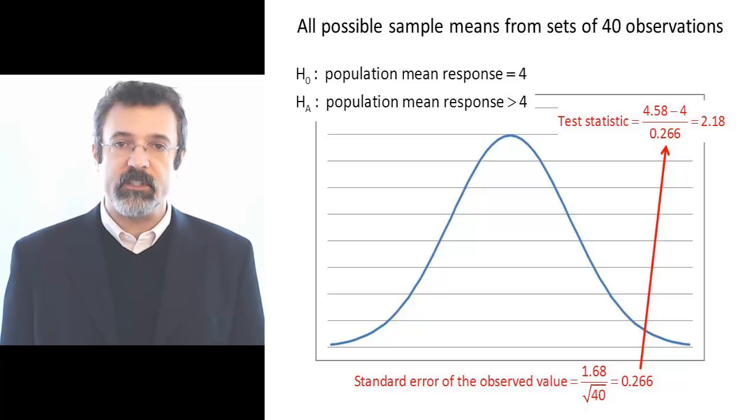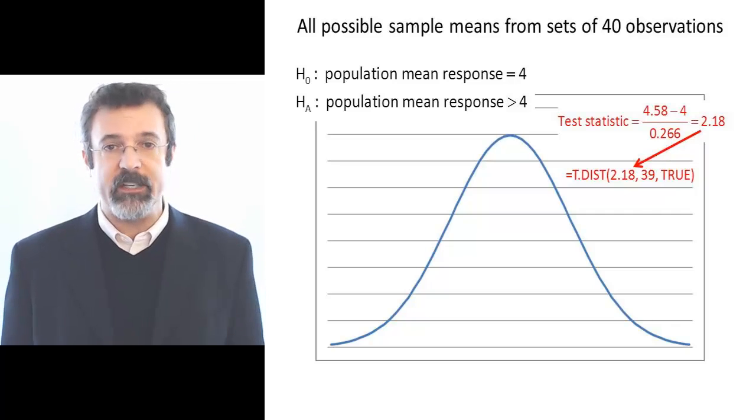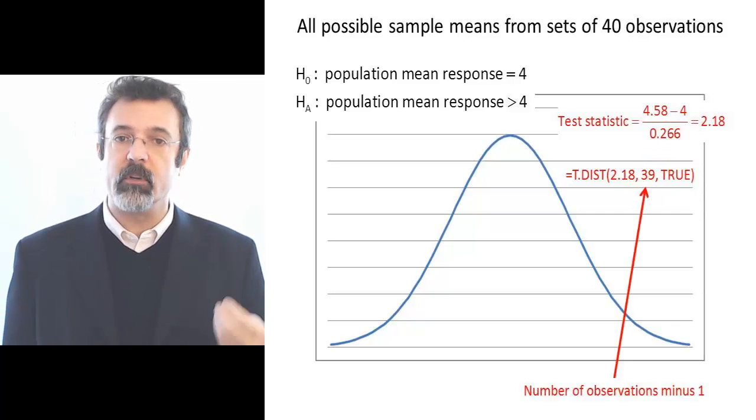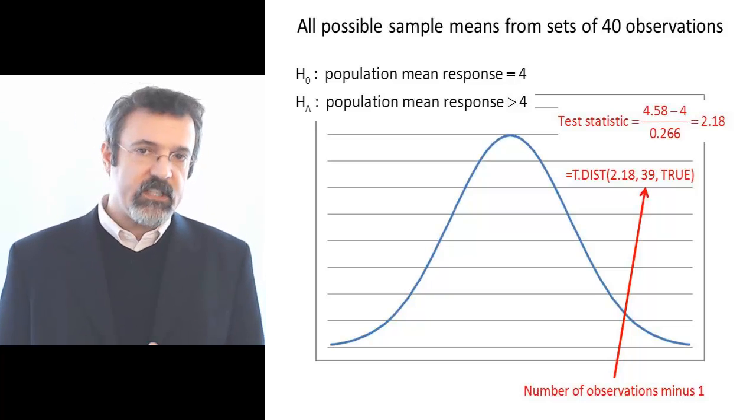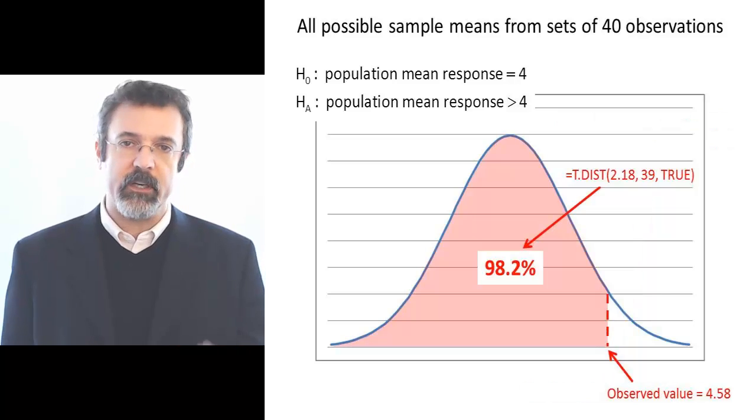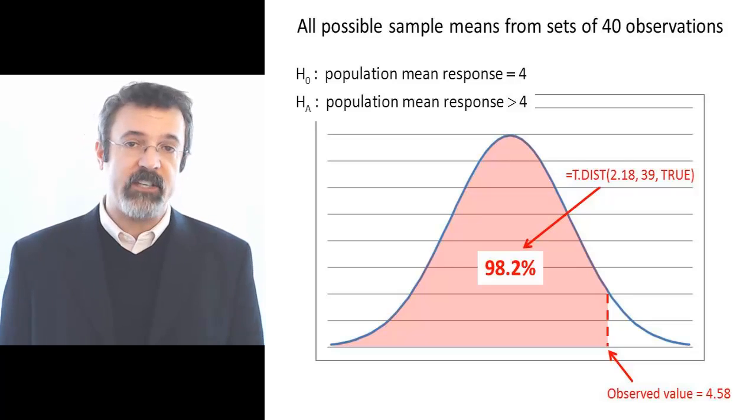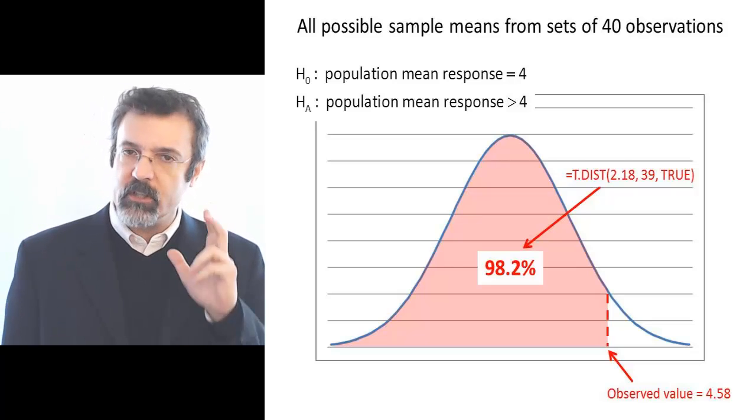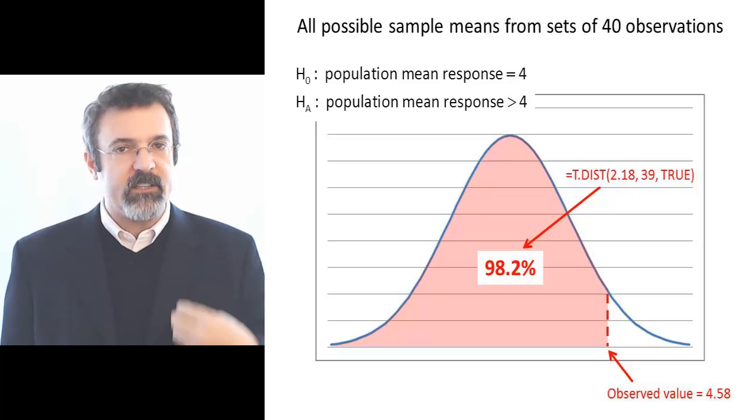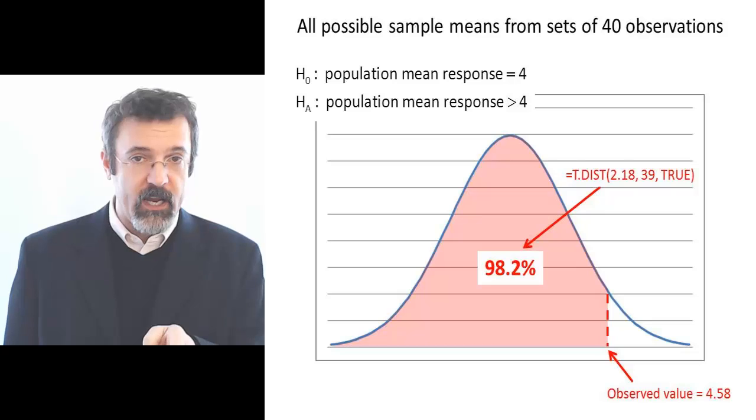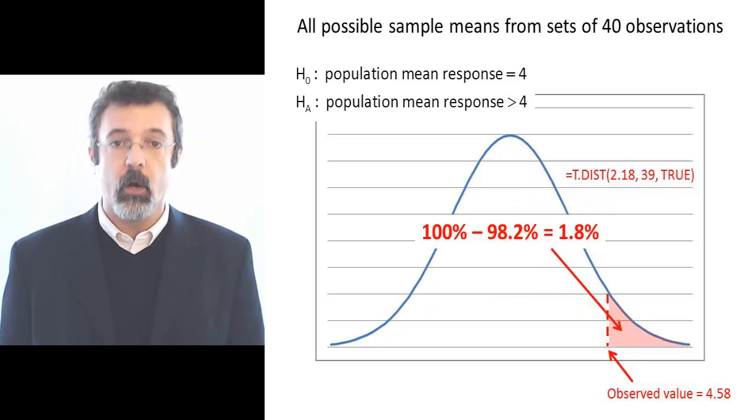In Excel, we use the t.dist function. The first argument is the test statistic of 2.18. The second argument is the degrees of freedom, which is the number of observations in our sample minus 1, or 39, true. The t.dist function gives me the area under the distribution from the left up to the value we observe, or 98.2%. My alternative hypothesis is that the population mean is greater than 4, which means I'm concerned about the area from what I observed to the right. That's 100% minus 98.2%, or 1.8%.